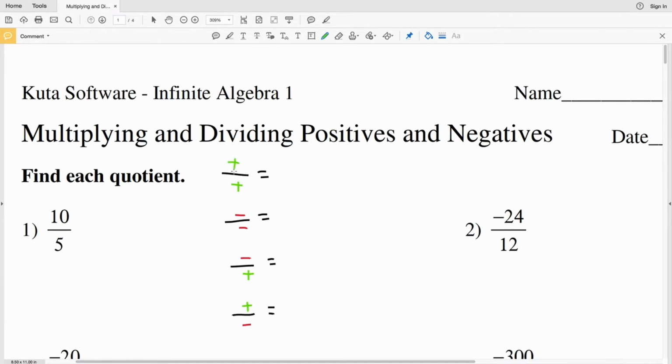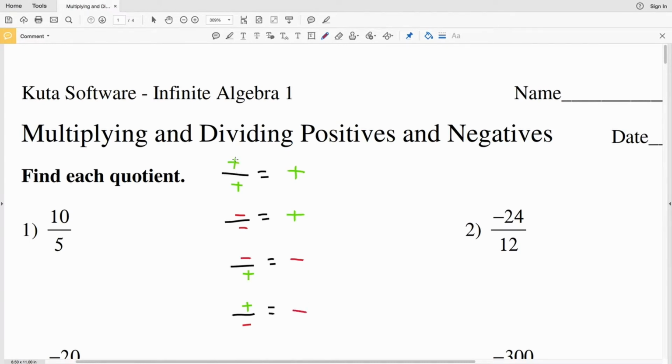In our first example, a positive divided by a positive number will also result in a positive number. A negative divided by a negative number will result in a positive number. You can think of this almost as the negatives canceling each other out. For a negative divided by a positive, that is going to result in a negative number. And a positive divided by a negative will also result in a negative number.